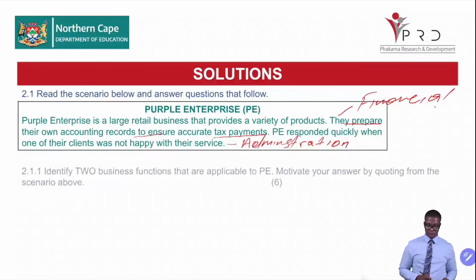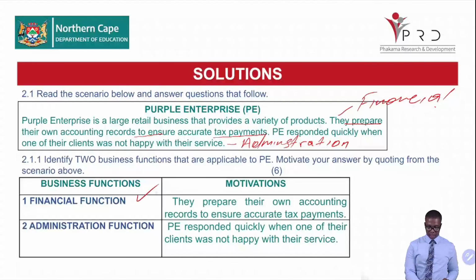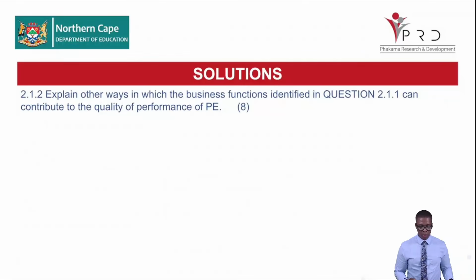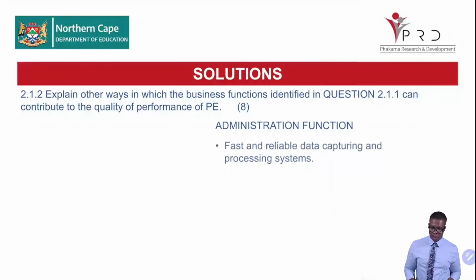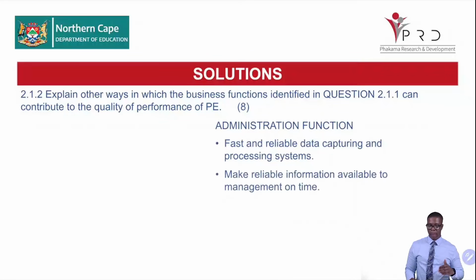Therefore, hence we say the 2 functions are financial and administration. Then 1 and 1, that's 6. Then we move on to how these functions contribute to the success of the business.